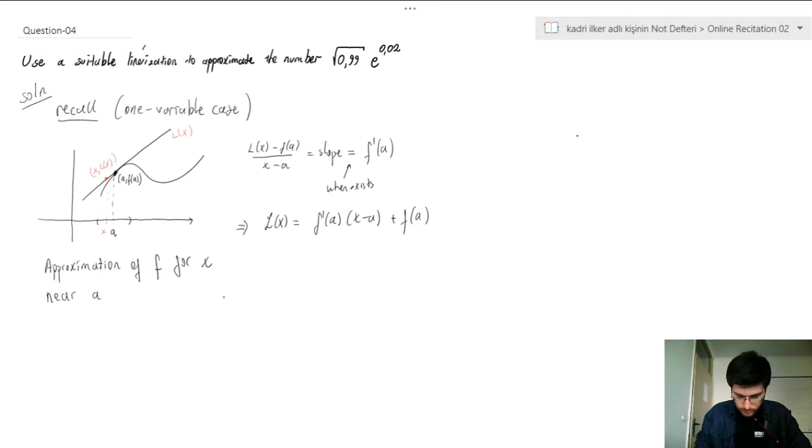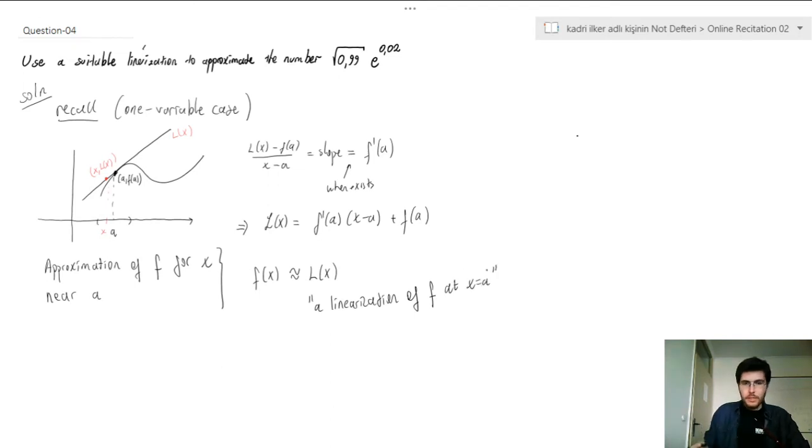So this concept is given like this. It is approximately given by this linear equation. And this is called the linearization of f at the center, if you like, x equals a.